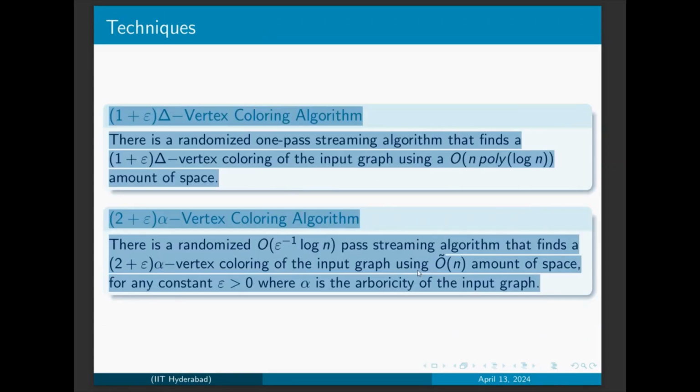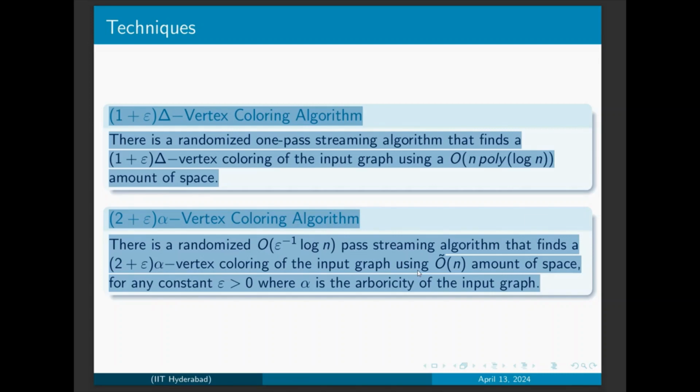So we arrive finally at two techniques, two algorithms that we define in the paper. In one, there is a (1 plus epsilon) delta vertex coloring problem, which is defined. This is a randomized one pass streaming algorithm which will find a coloring using order of n polylogarithmic amount of space. The algorithm achieves a coloring within a factor of 1 plus epsilon of the optimal coloring in terms of maximum degree.